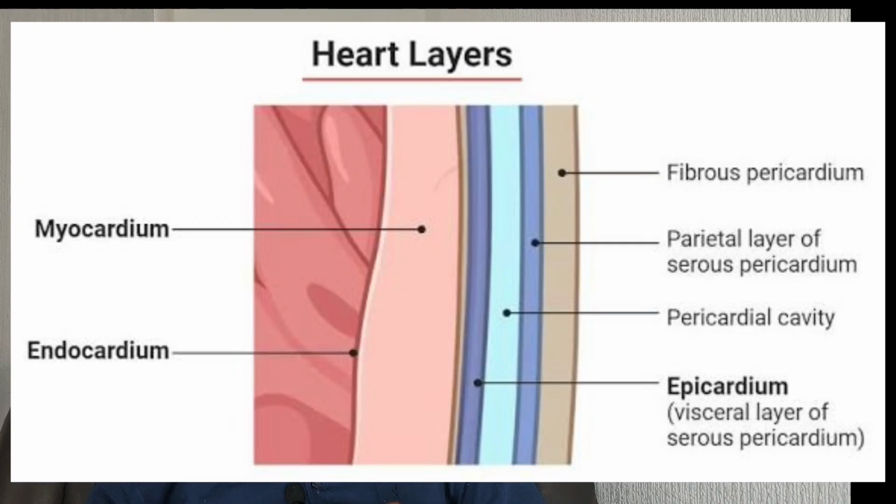Now, when we take the heart, we know there are layers of the heart. The three main layers of the heart: we are looking at the endocardium, which is the inner layer of the heart. Then we have the myocardium, that is the middle layer of the heart. And then we have the pericardium, which is the outer layer of the heart. So these are the three layers of the heart basically.